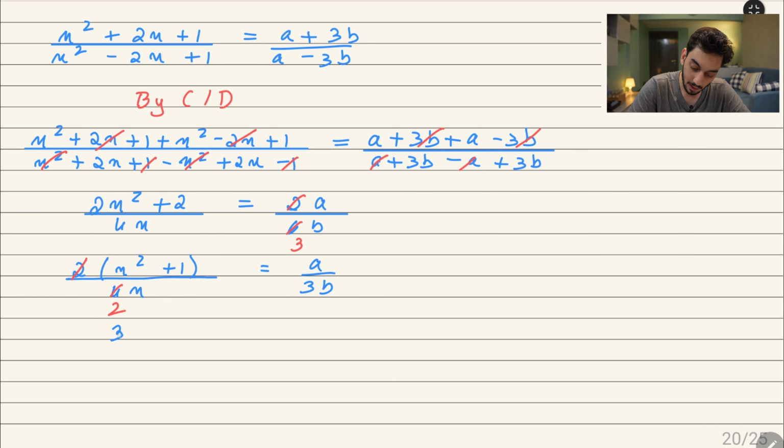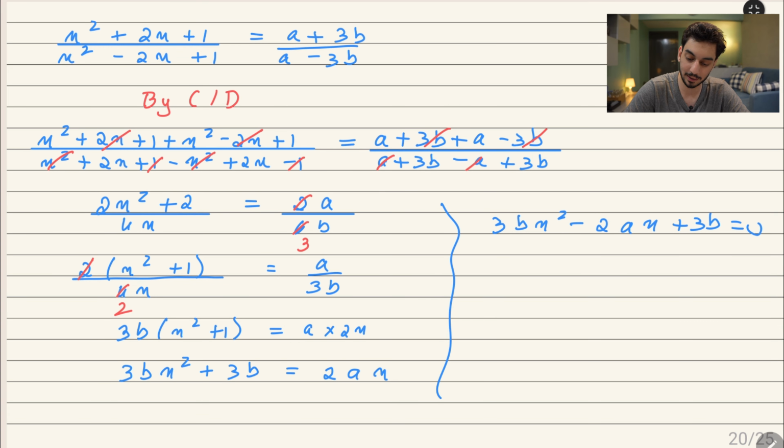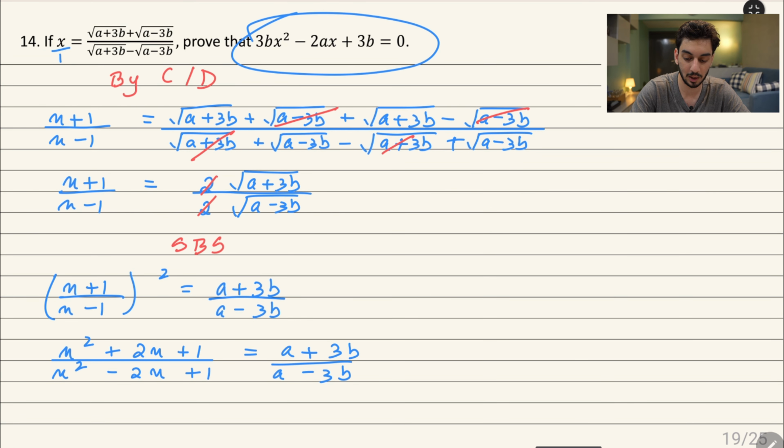So 3b gets multiplied with x square plus 1 and it is equal to a times 2x. Opening up the bracket, so it becomes 3bx square plus 3b is equal to 2ax. I'll get this 2ax to the other side, so it becomes 3bx square minus 2ax plus 3b is equal to 0, and this is exactly what was required in the question.